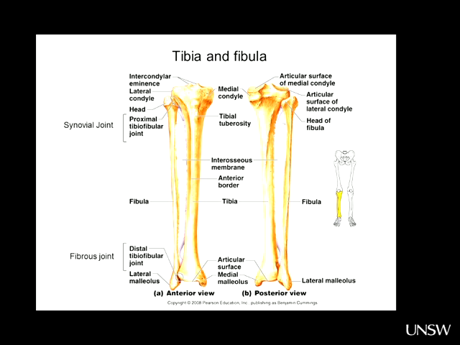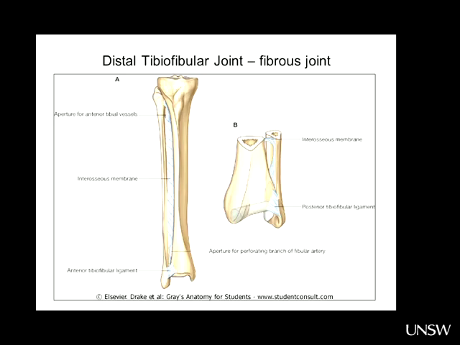And the distal end of the fibula forms the lateral malleolus, so that's the lateral bump on your ankles. And it extends a little bit more distally than the medial one. So there are the joints that I was just talking about.